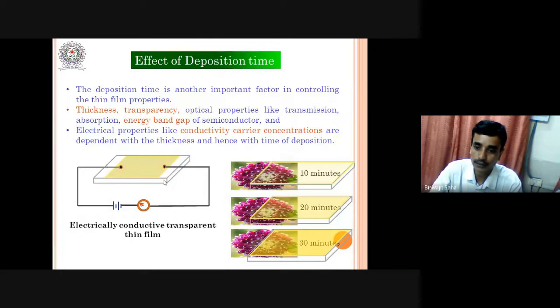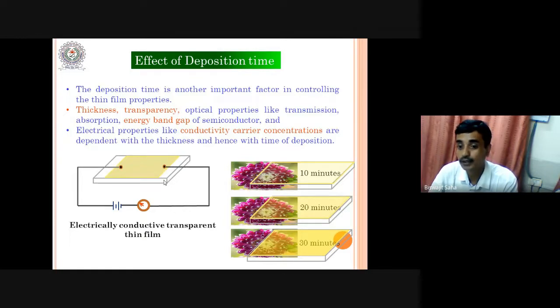And when the thickness is lower, it approaches towards confinement in one dimension, and quantum effects become prominent. Because of these quantum effects, the energy band gap increases. As the energy band gap increases, the light, that is photons in the visible range, get transmitted, and the transparency becomes high. And for that, we require a very thin film.